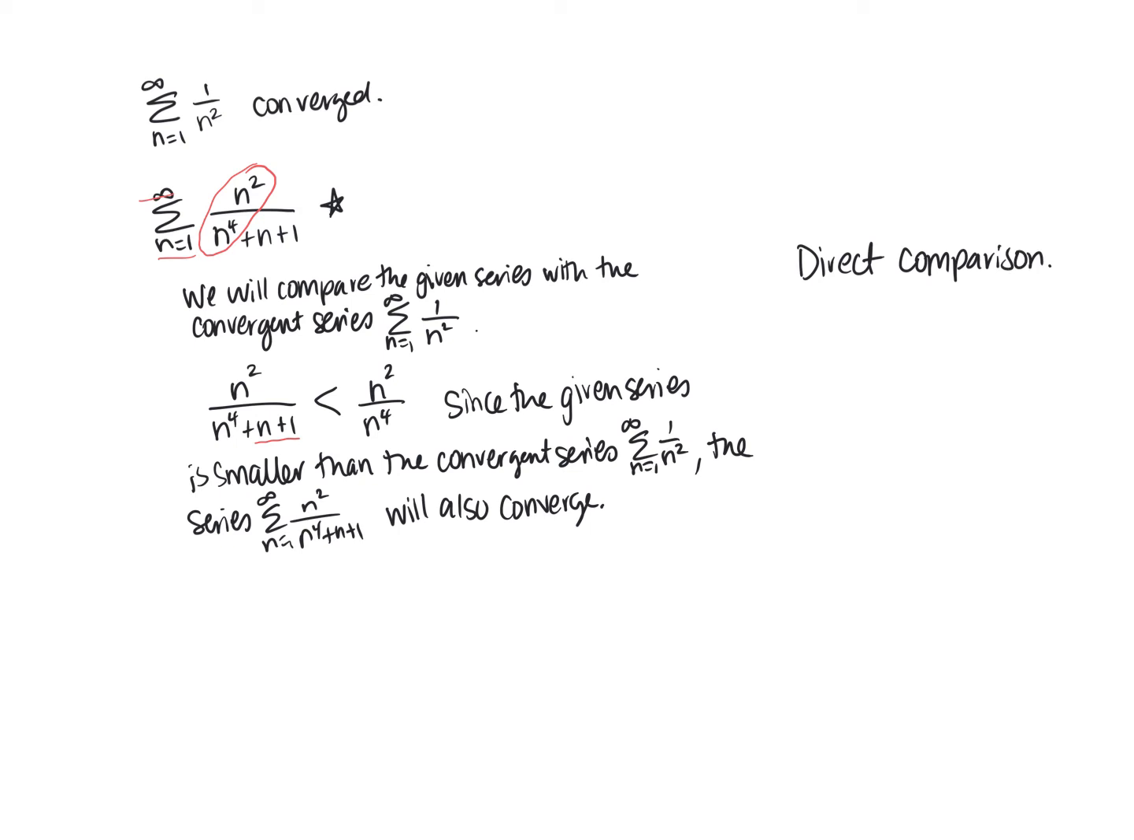So if I have a series that's smaller than a convergent series, then it will converge. And similarly, if I have a series that's bigger than a divergent series, then it will diverge. But we have to think about what happens if our sign here is not going the correct direction. So let's look at a related series.